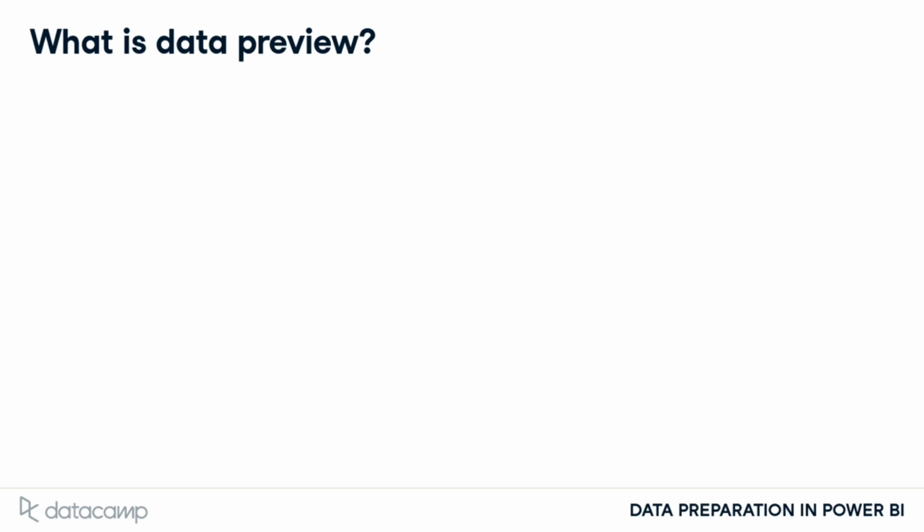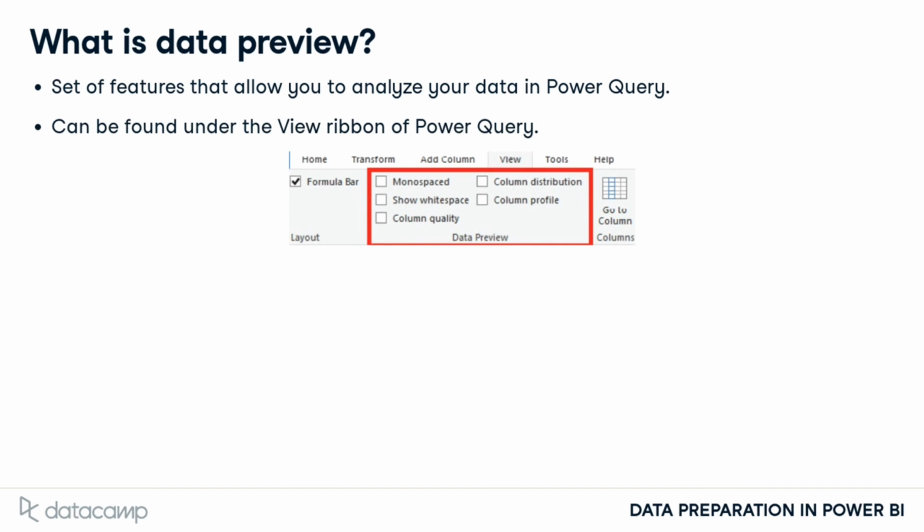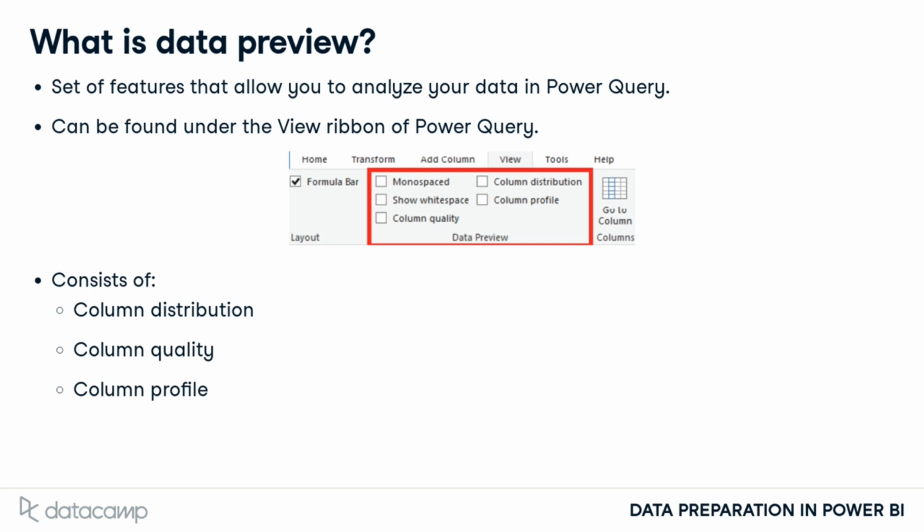To do this, we should have a way of quickly investigating our dataset to allow us to diagnose what transformations are needed. This is where the data preview features of Power Query come in. To access the data preview features, you simply enable them in the View ribbon of Power Query. There are three types of data previews: column distribution, column quality, and column profile. We will learn the exact nature of these features as well as when to use them in the following slides.